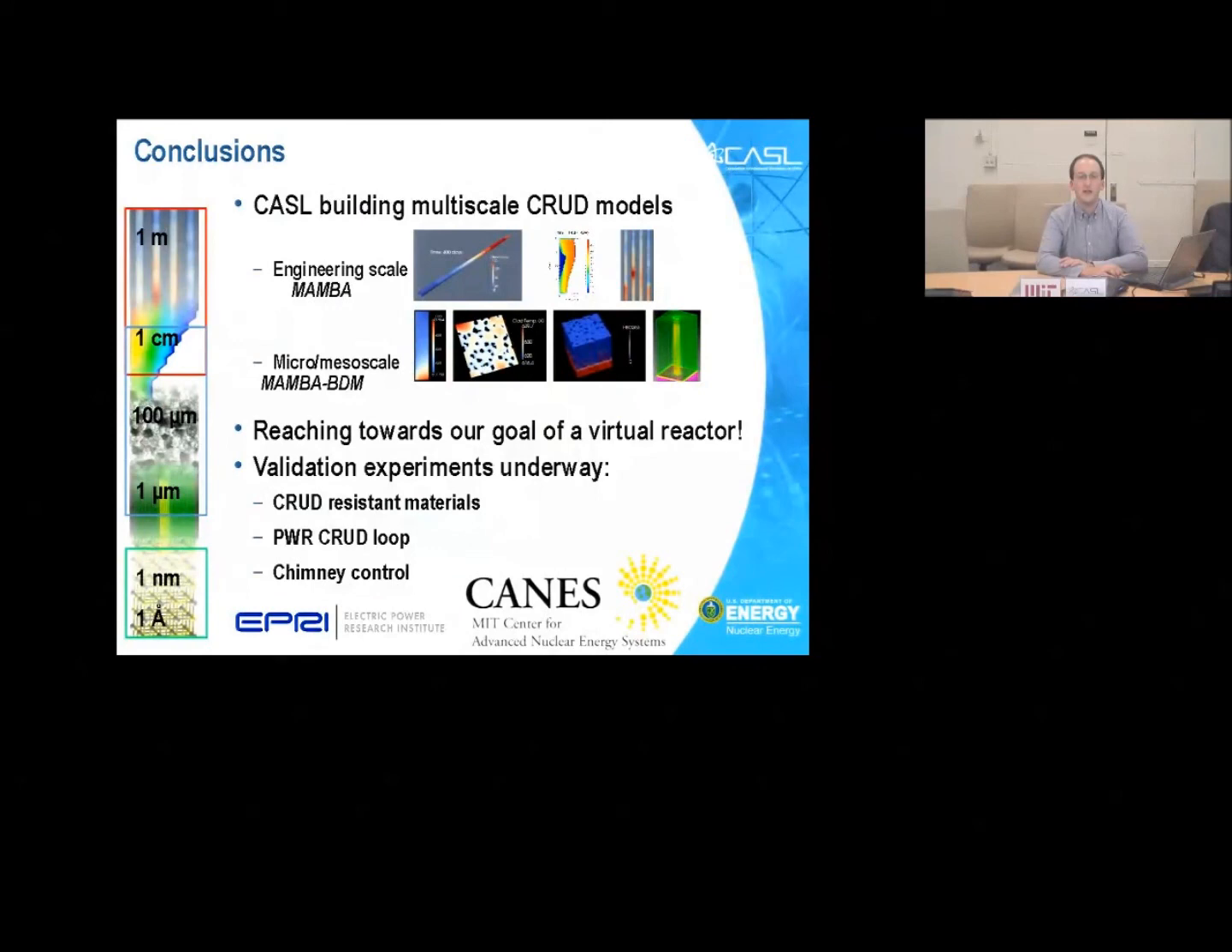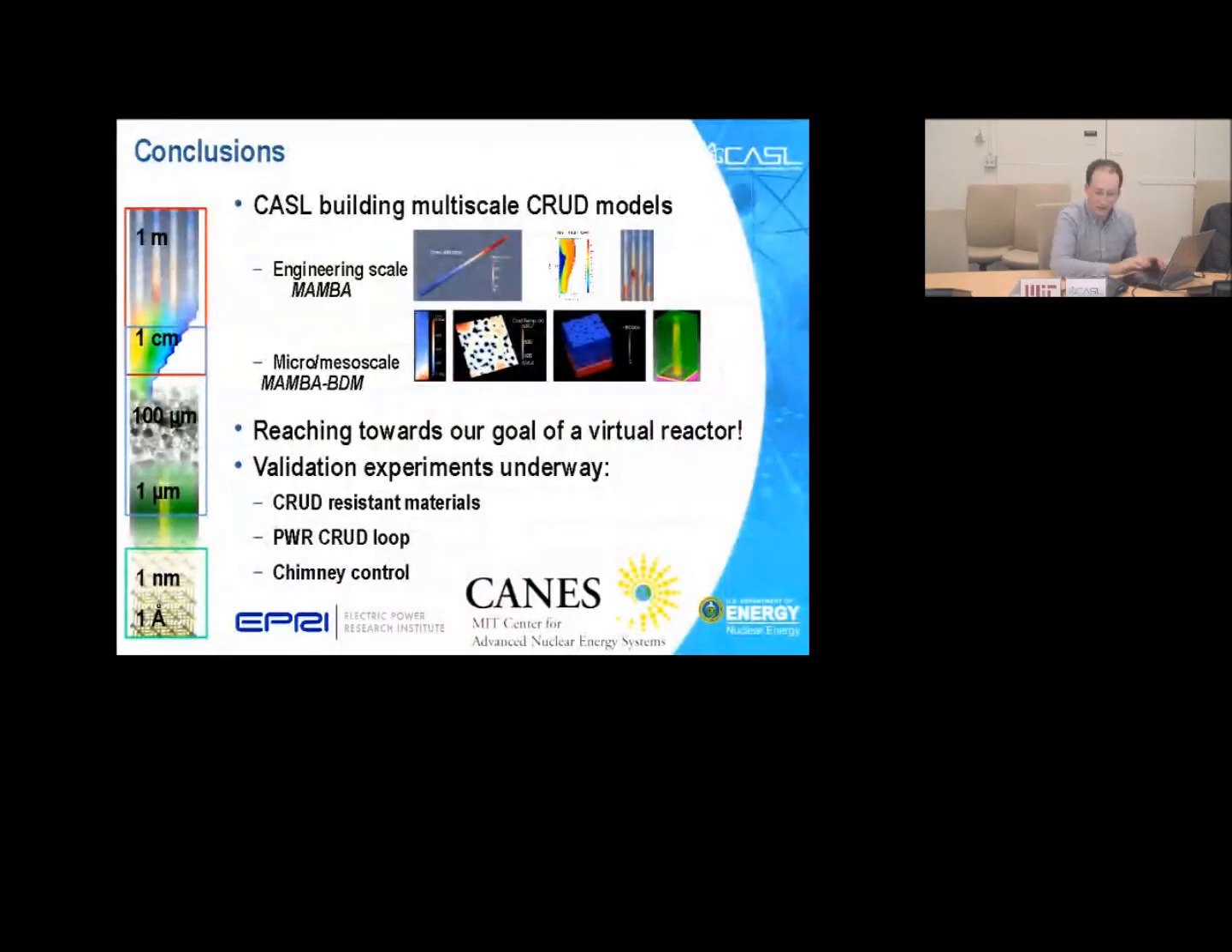So to summarize, CASL is building multi-scale CRUD models. Whoops, I don't know what happened there. Let's see, that should still work.